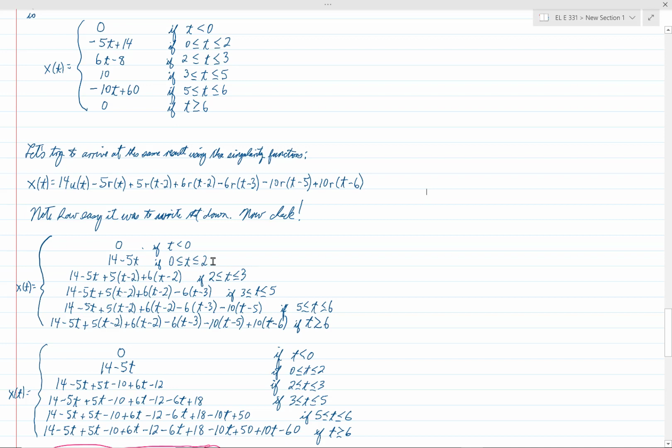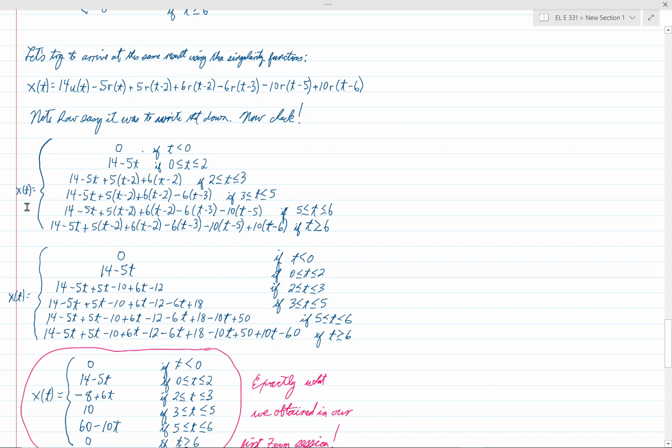Now, if we look for t between 0 and 2, this term has turned on. Once we get past 0, this term has turned on, so that gives us the 14. And this term also has turned on because it begins at t equals 0. And so we have minus 5t. Remember, once the ramp turns on, it's equal to t. But this one has not turned on yet because it doesn't turn on until we get to t equals 2. So between 0 and 2, we just have those two terms, 14 minus 5t.